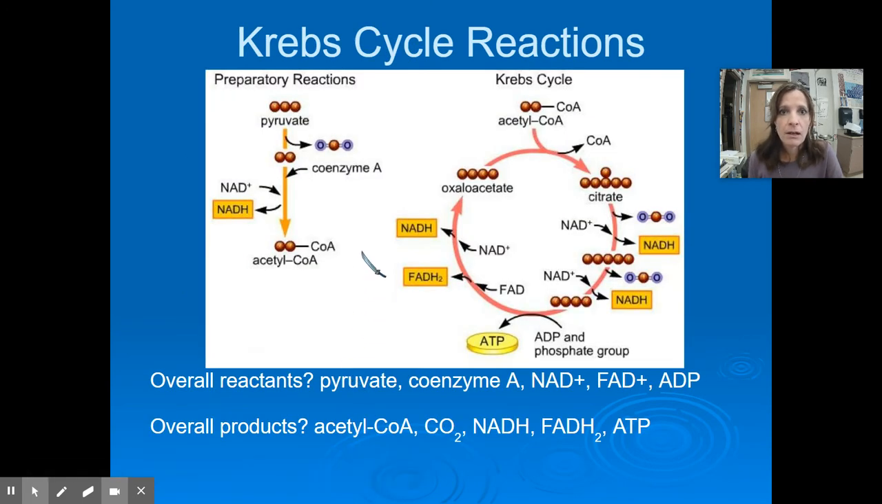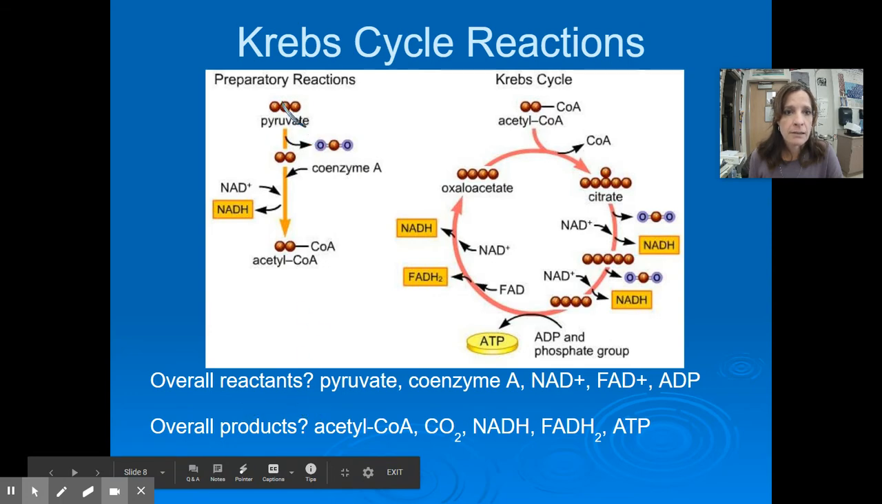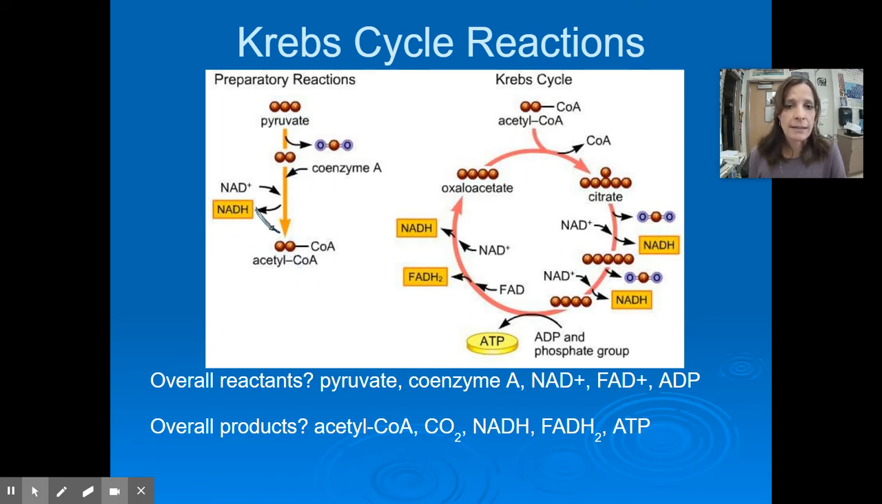So here's a picture of the preparatory reaction and the Krebs cycle. If you think of the overall reactants, you get pyruvate, and these little balls are the numbers of carbon. So you get 3-carbon pyruvate, and then out you get carbon dioxide. Here's your carbon dioxide right here. And then the coenzyme comes in, and you get acetyl-CoA. And then you also get an NADH produced.